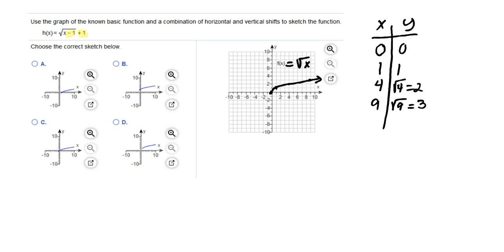Now, what we want to do is with this -1 and +1, that changes the graph. It's going to shift the graph horizontally and vertically to a new position. So let's go one by one. This -1 that's inside, that -1 is a horizontal shift.